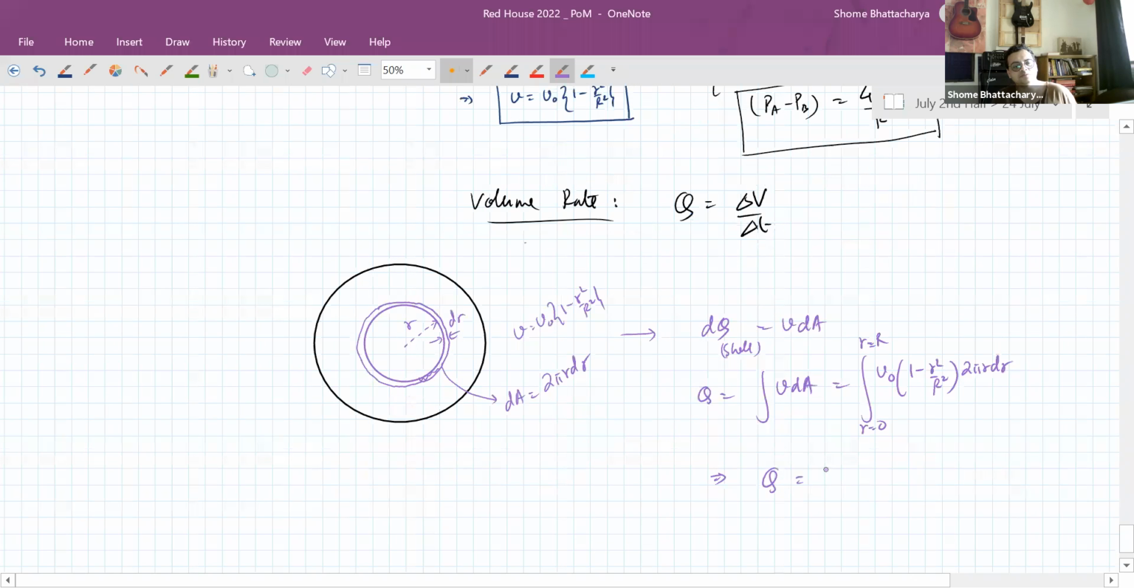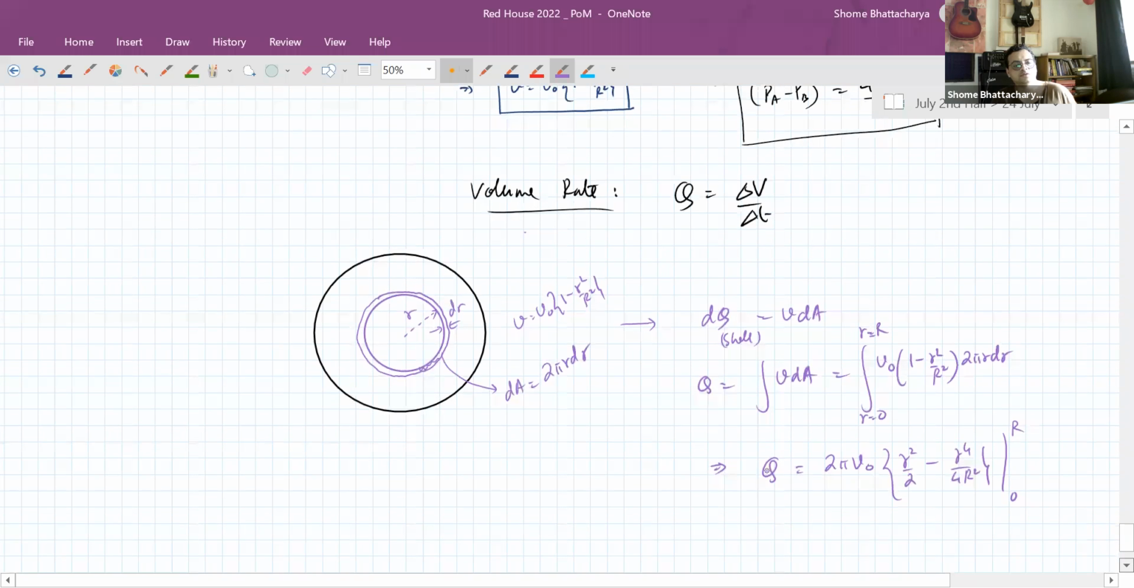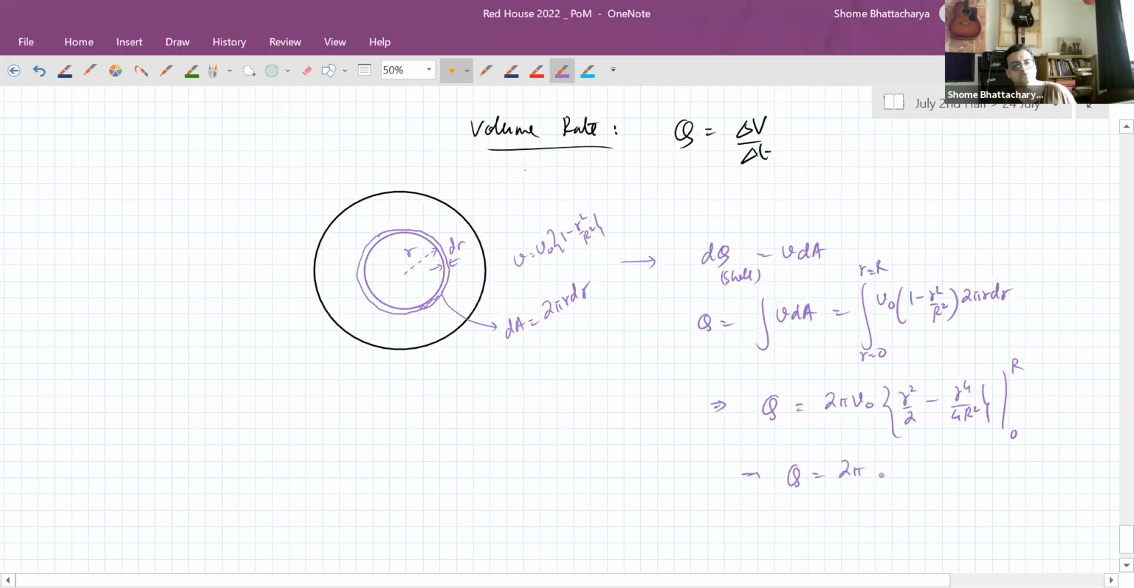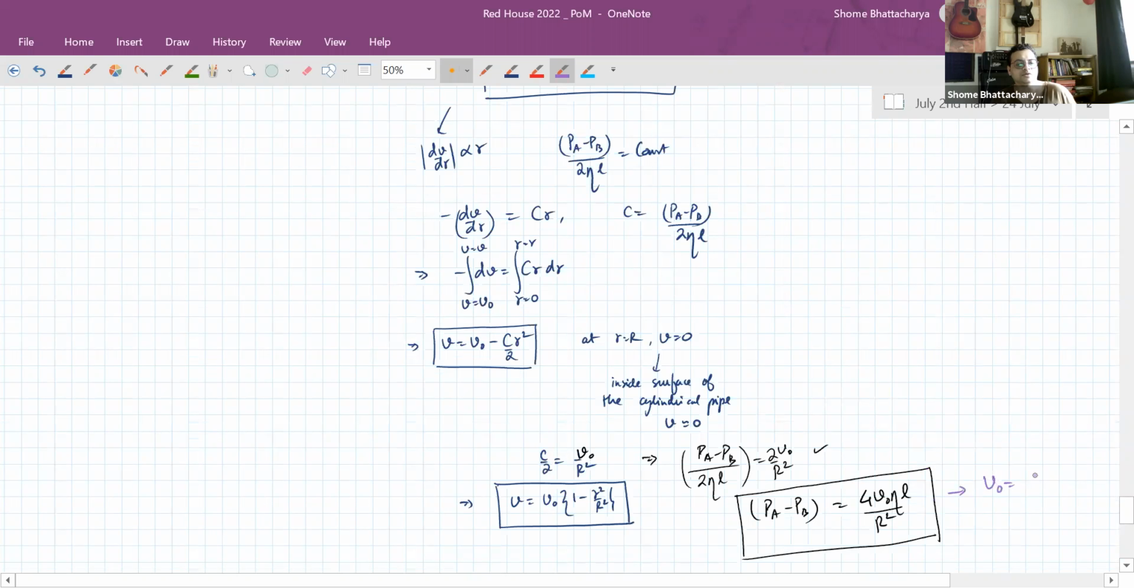So the volume rate now becomes like this: 2 pi V naught into the integration of r, so that is r square by 2, minus the integration of r cube, that is r to the power 4 by 4 R square. And on this you have the limits 0 to capital R. So you can see that this becomes 2 pi into V naught into R square by 4. So it becomes pi R square V naught by 2. So this is the volume rate in terms of V naught. And earlier we had seen the pressure difference in terms of V naught. So here we have seen that this V naught is the pressure difference into R square upon 4 eta L.